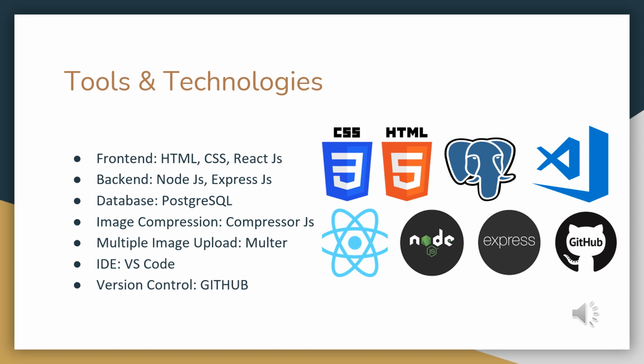And we used Multer, a Node.js middleware for handling multipart form data, which is primarily used for uploading files. This made it easier for users to upload multiple images. Then, Visual Studio Code was used as the primary integrated development environment, IDE, for coding and debugging. GitHub was used for version control and collaboration among the team members.